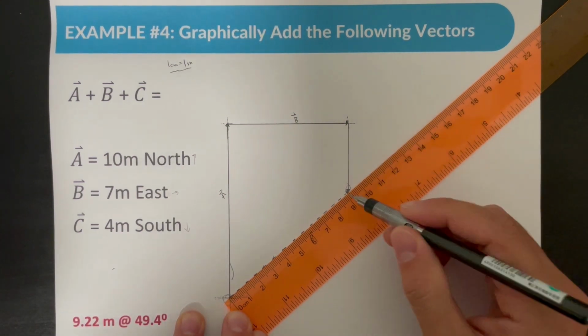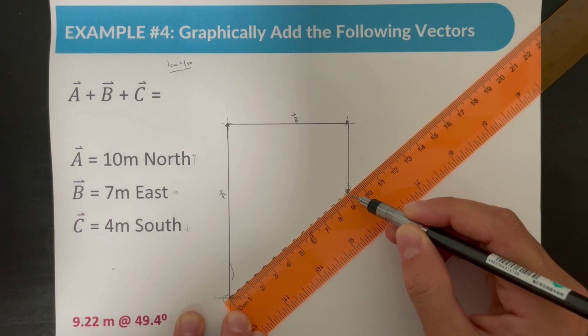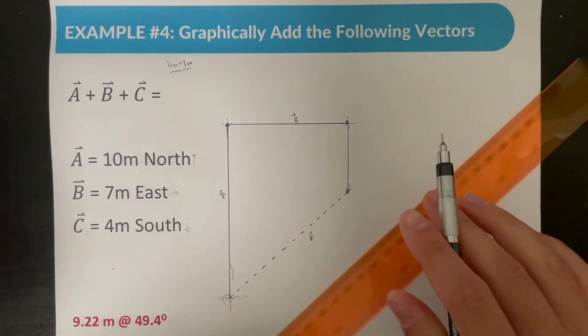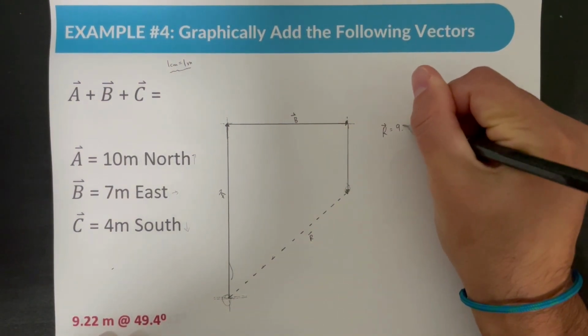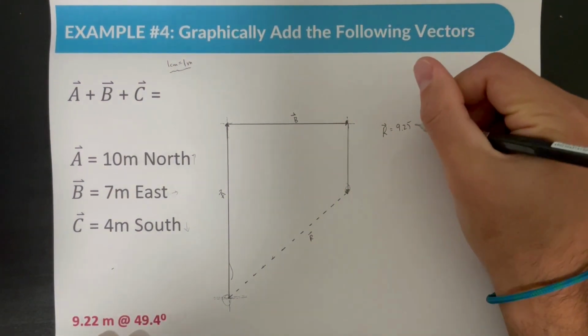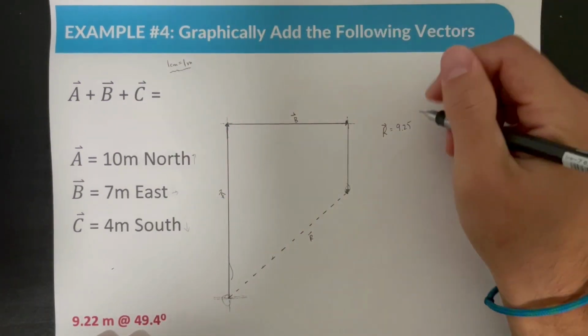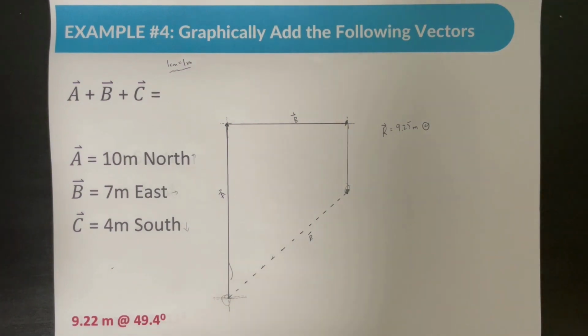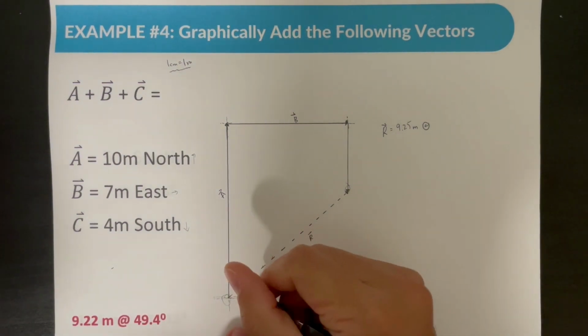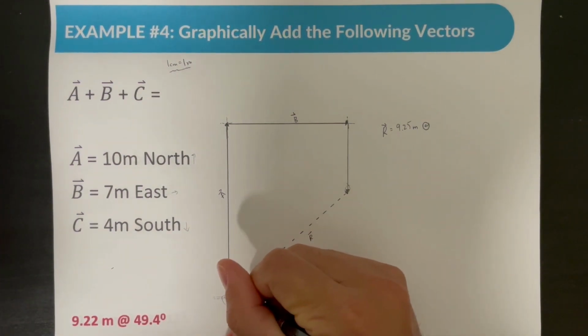I'm going to say it's around 9.1, 9.2, 9.25. Oh, and pretty close, 9.22. So resultant vector is equal to 9.25. That's what I'm going to put. Centimeters, which translates to meters, and now I have to use my protractor to find the angle. So remember, we're starting from here, and we're going over here.